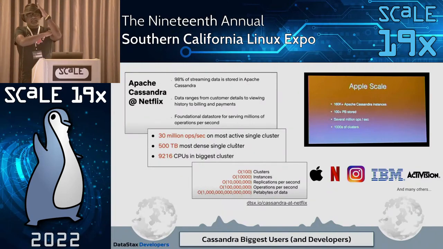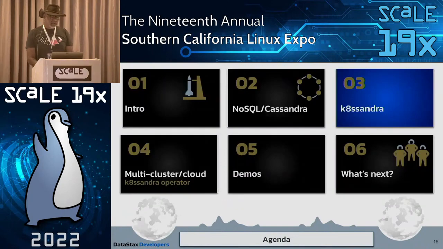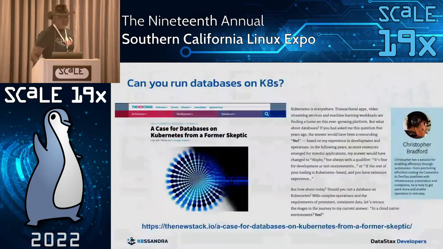There was a study done when you went from 100 to 1,000 to 10,000 nodes, and it was just linear. No fall off. There is no drop off at any point of time, which is very hard to do, even in a horizontally scalable system.